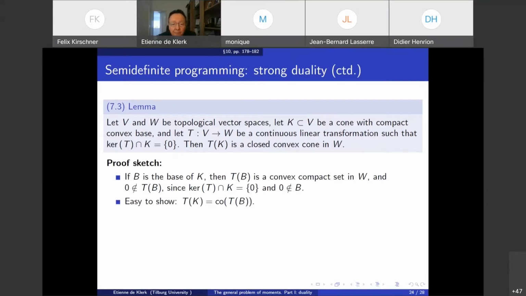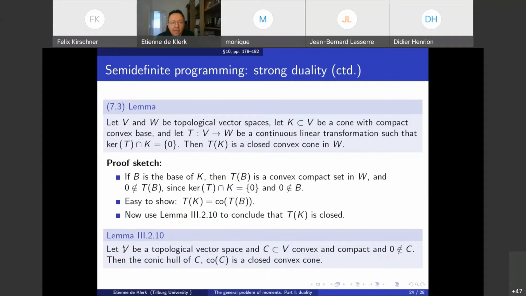Okay, so the next step is to show that the image of K under the operator T is the conic hull, where CO stands for conic hull, of the image of the base. But the cone itself is the conic hull of the base, so this is not so surprising. It's very easy to show. Then we just need to show that such a conic hull of a convex compact set is closed, and there again we have a very general lemma that tells us that the convex hull of a convex compact set is closed.